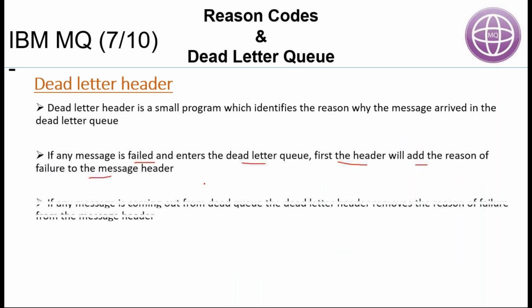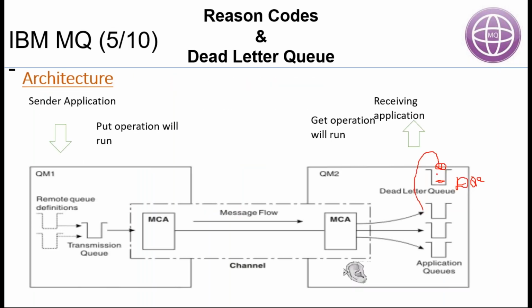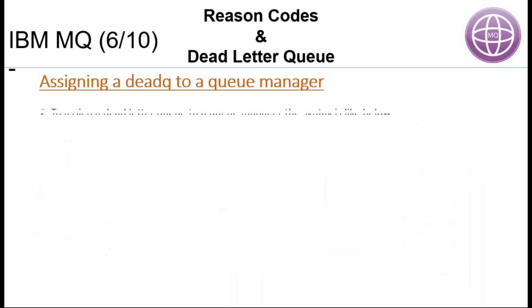Now the third duty is, if any message comes out of the dead letter queue, the dead letter header removes the reason of the failure from the message header. Whenever a message comes out of the dead letter queue, the header removes that reason of the failure from the message header, and the original message is placed into the actual destination queue.